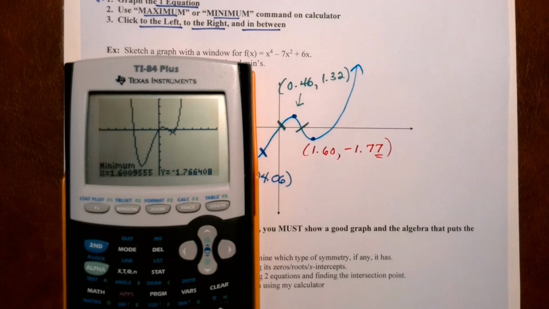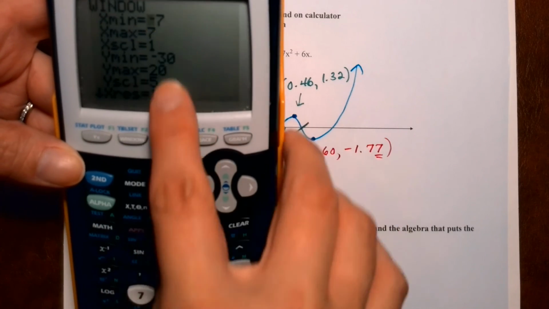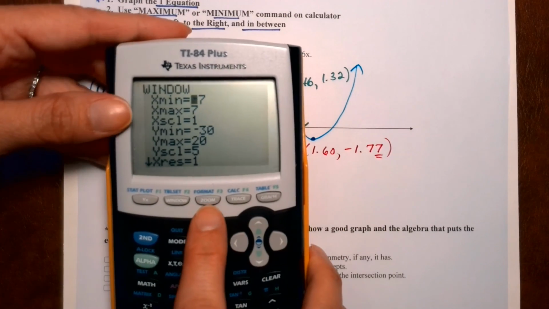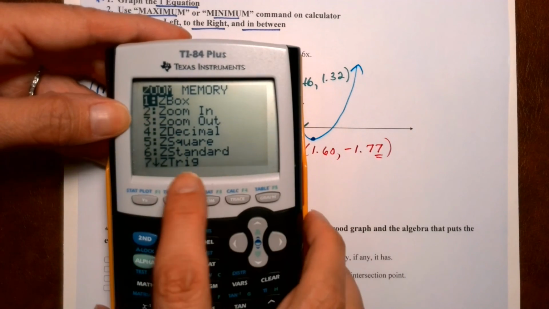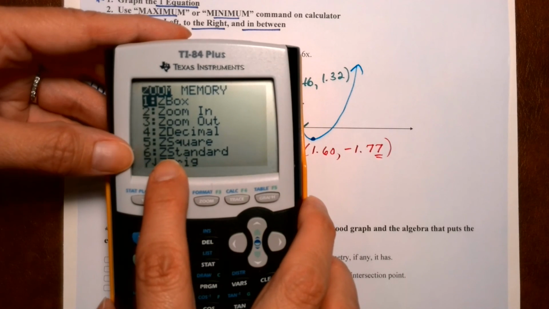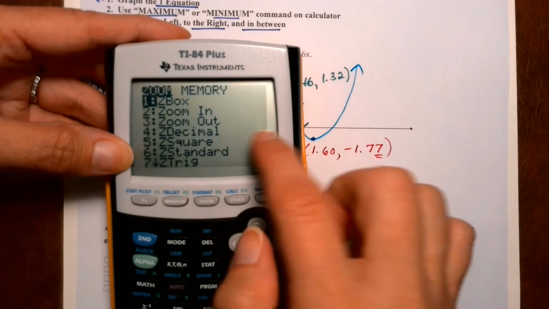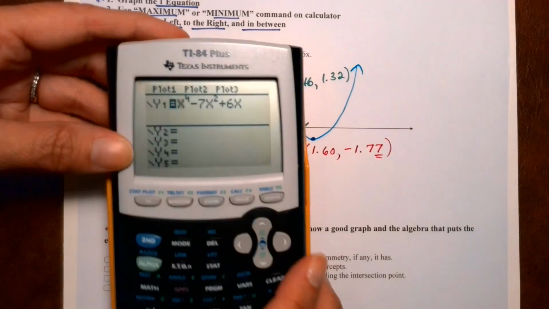So we did lots of calculator work today. Window is where you can change the size of the viewing screen. Zoom is where you can zoom in or zoom out. A lot of times we zoom standard. Standard is the 10 by 10 window. Graph is where you can go to see a graph real nice. And y equals is where you type them in.